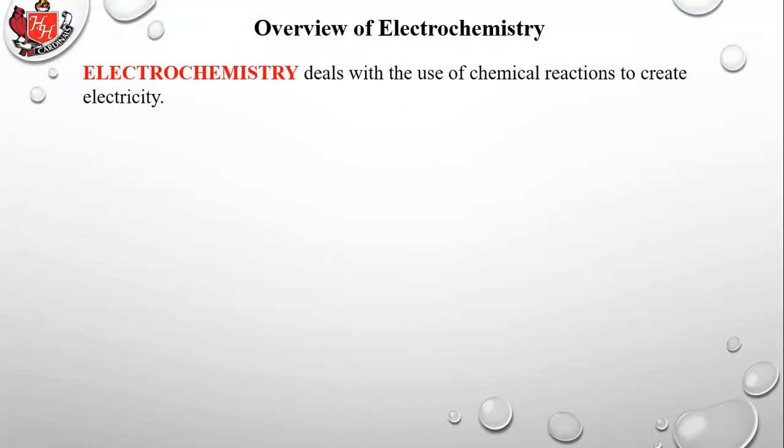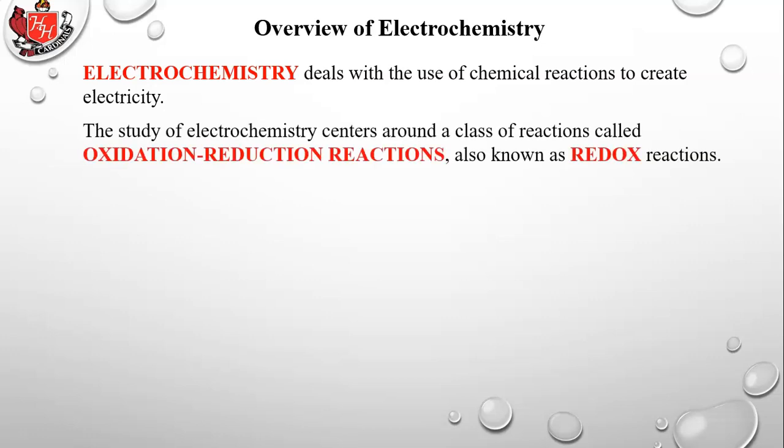Now this is an overview of electrochemistry. Electrochemistry deals with the use of chemical reactions to create electricity. Essentially, how do batteries work? The study of electrochemistry centers around a class of reactions called oxidation reduction reactions, also known as redox reactions. Redox reactions transfer electrons between reactants.